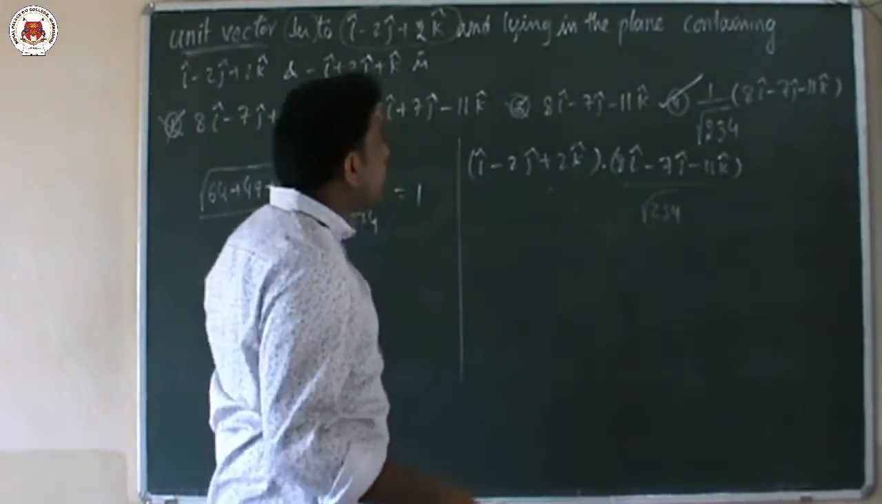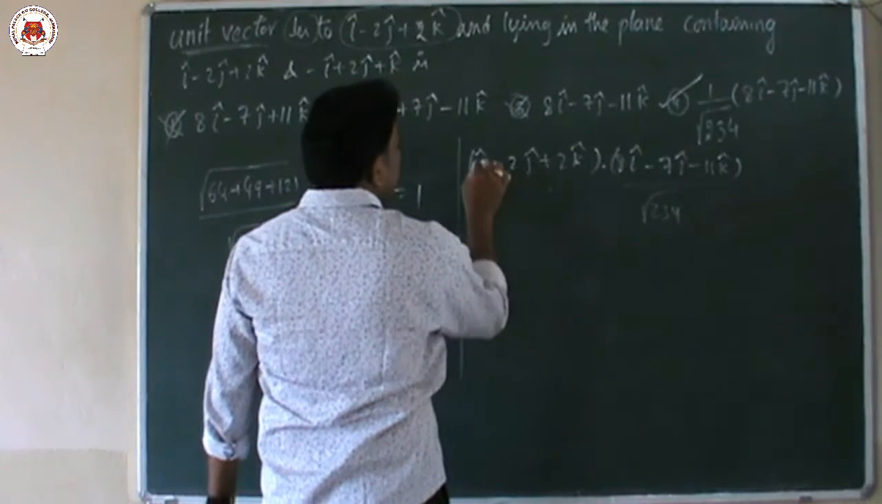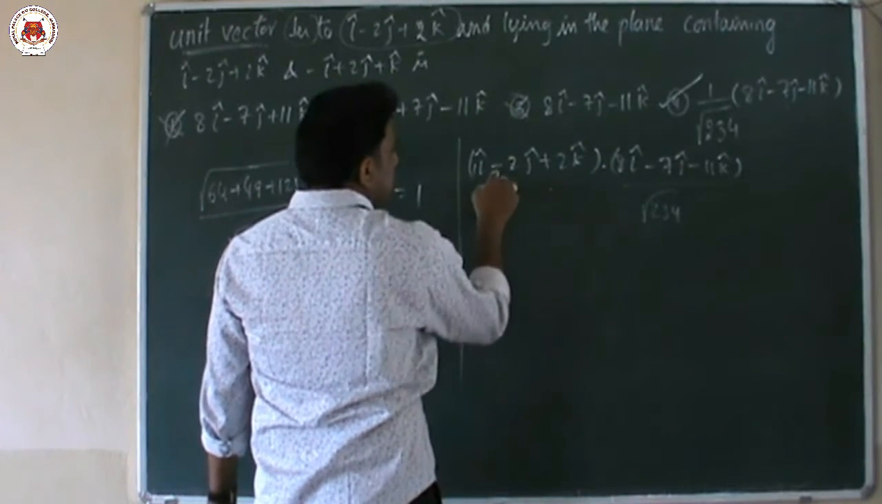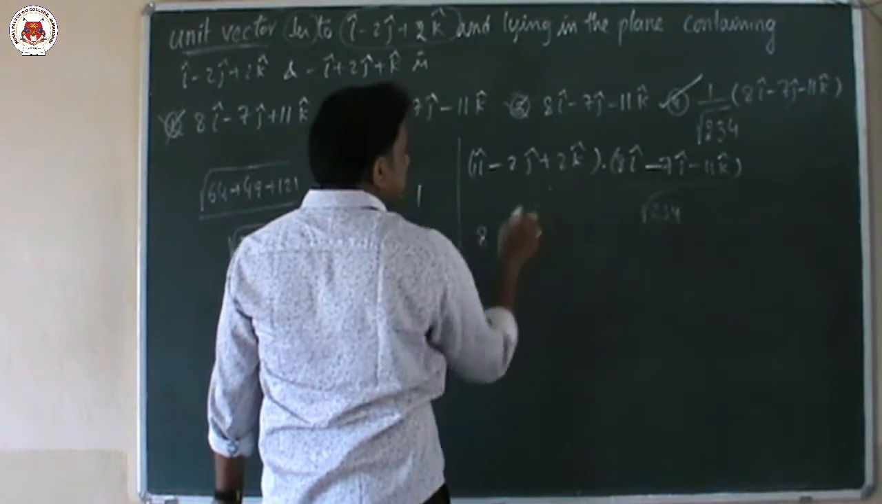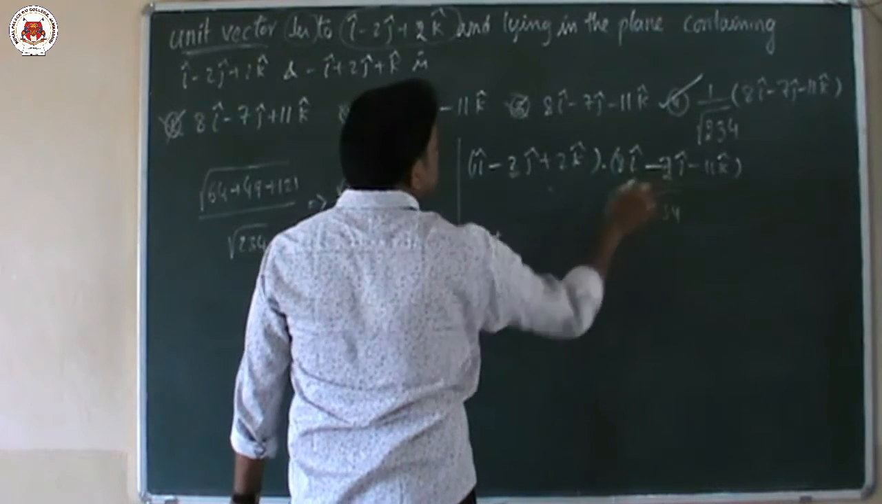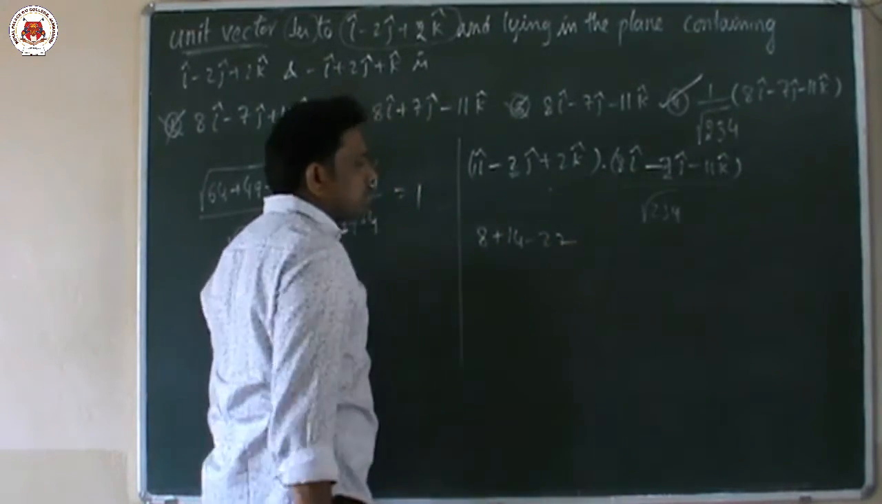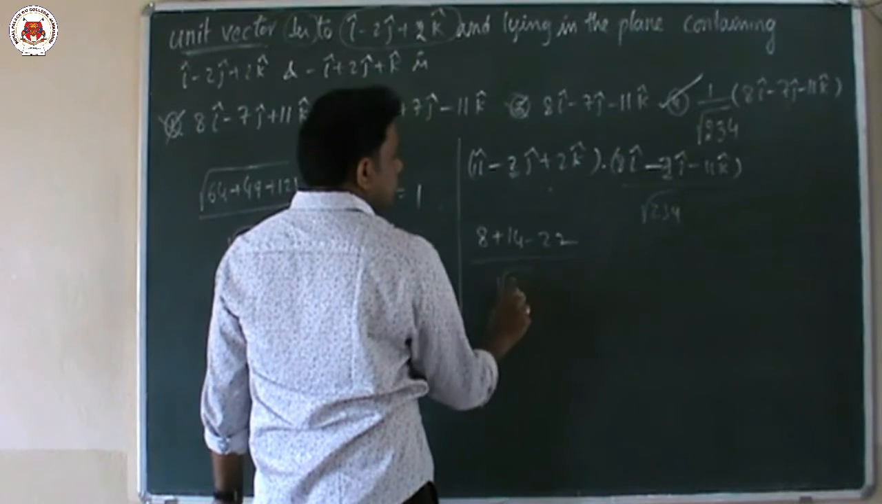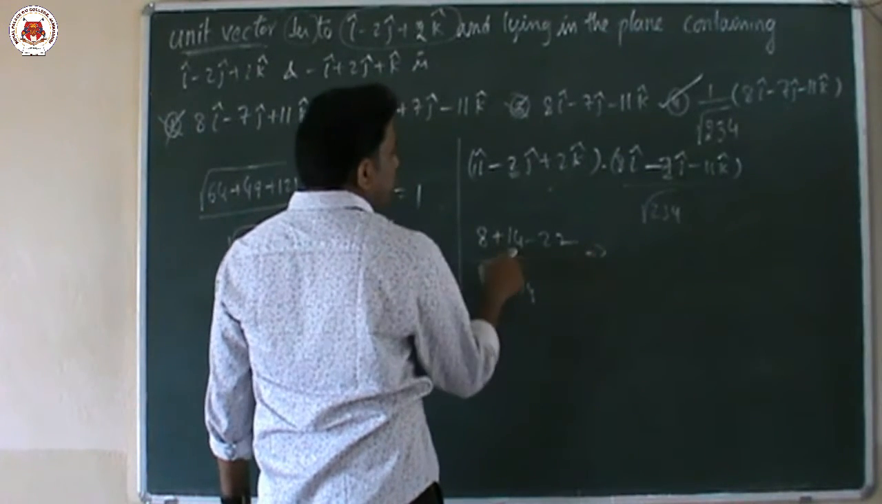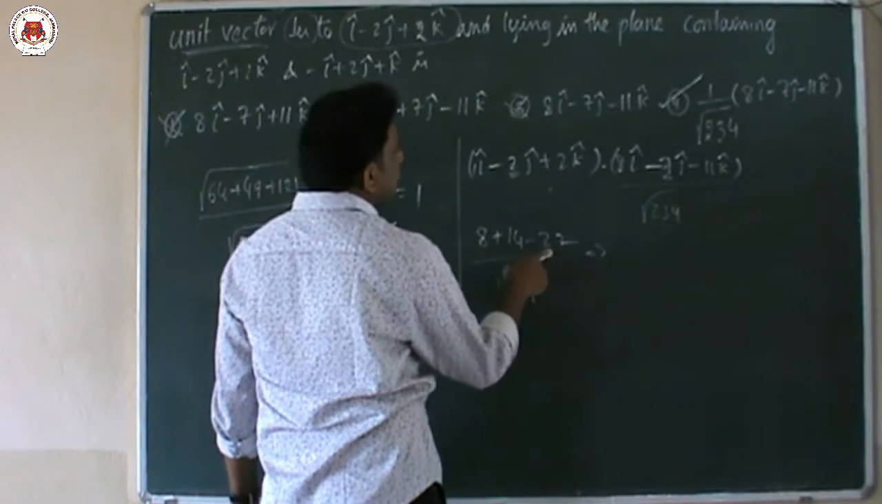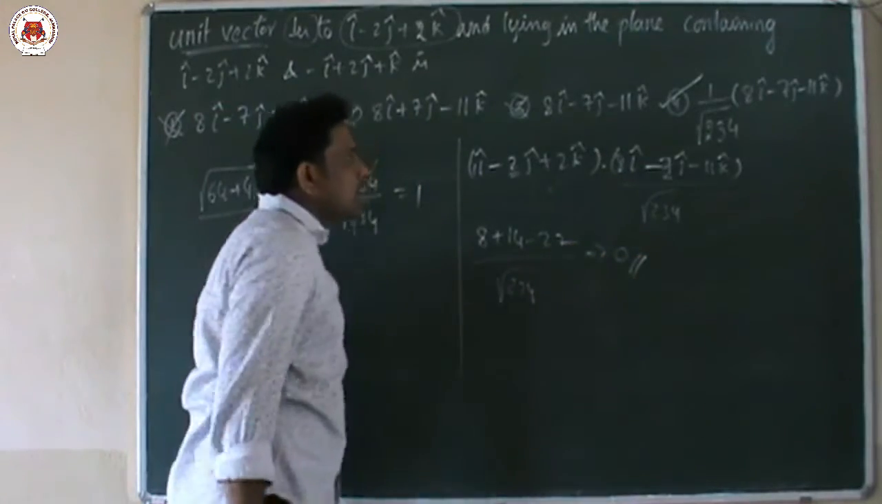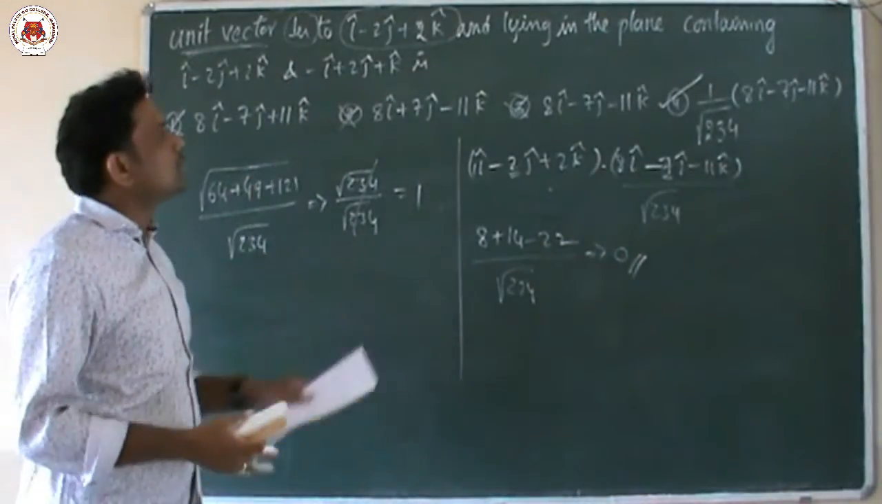Okay. Dot product means i with i. Here 1 is there, 1 8s are 8. Here minus is there, here minus is there, minus into minus plus, 7 2s are 14. Here plus into minus, minus 11 2s are 22. So by square root of 234 is there. 14 plus 8, 22. 22 minus 22, 0. So two conditions also are proved.